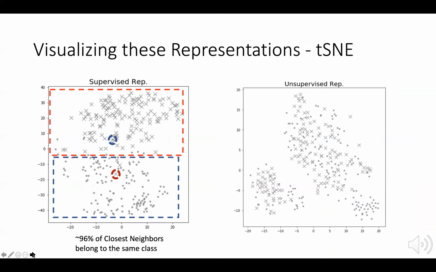The unsupervised representation has a lot more overlap. It has little clusters though of cancer, the blast, and non-cancer regions. Only 80% of the closest neighbors belong to the same class. This is above chance, but it's still not perfect.